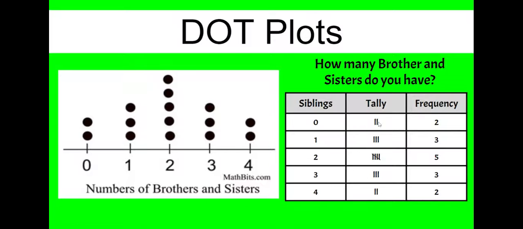should have 2 tally marks, which means 2 votes. And here's my 2 votes, 1, 2, so they match. Number of siblings, 1. There's 3 dots, which means there's 3 votes. There's 3 tallies. There's 3 frequency numbers. It matches. Go and make sure that the 2, the 3, and the 4 number of siblings match.